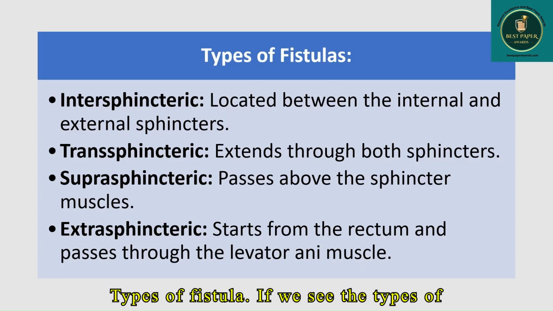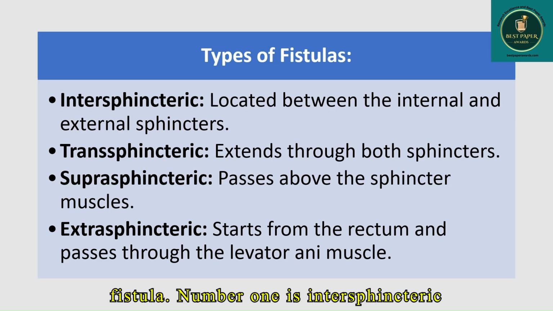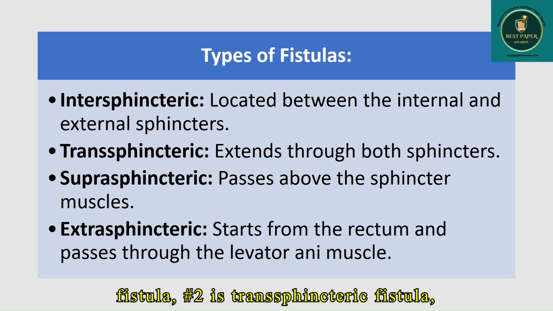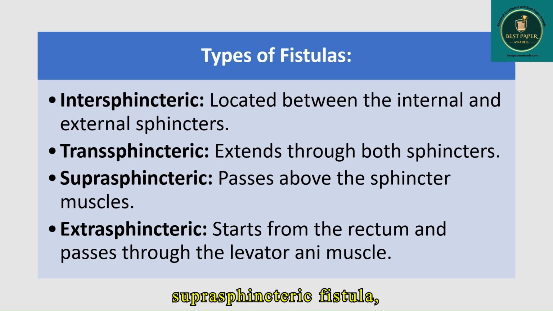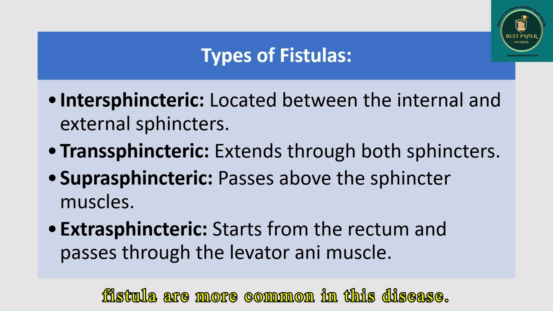Types of fistula. There are four main types of fistula. Number one is intersphincteric fistula. Number two is transsphincteric fistula, then suprasphincteric fistula, and extrasphincteric fistula. These types of fistula are more common in this disease.